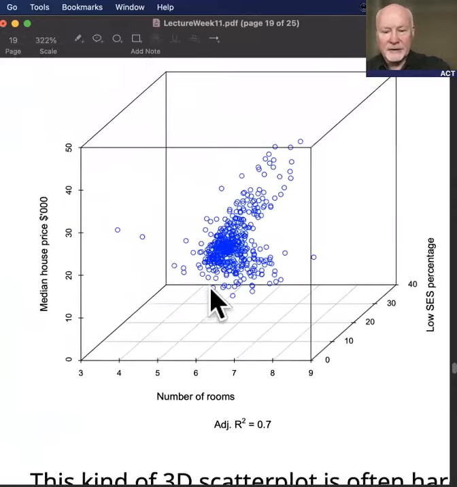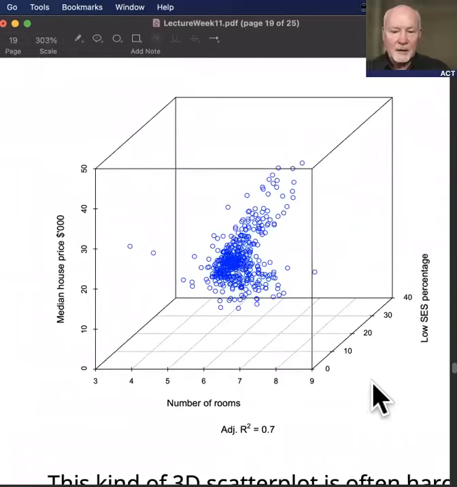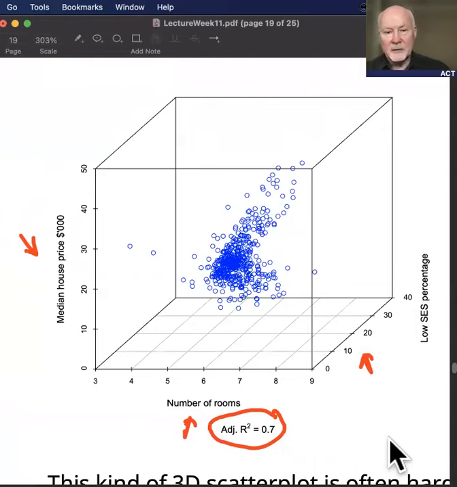Now, I've done a 3D scatter plot there. So you've still got the dependent variable, the median house price, on the y-axis, and then, well, actually, I think that is now probably called the z-axis. It doesn't particularly matter. But we've got the two independent variables here, so the number of rooms as before, and the low SES percentage, and you can see the R squared has now gone up to 0.7. So by adding low socioeconomic status percentage as an independent variable, we have now increased the explanatory power of the model. It's now explaining 70% of the variation in the price. Okay, so we have more information.